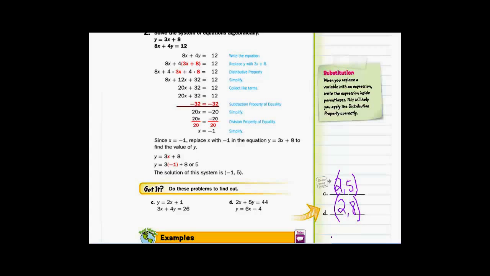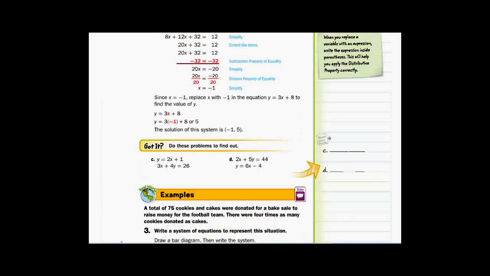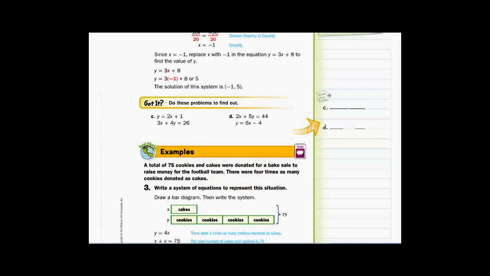Okay. So with that, the only other thing we have is to try to make some examples out of word problems. I know how you love word problems. So let's just try here on example 3. A total of 75 cookies and cakes were donated to the bake sale to raise money for the football team. There were 4 times as many cookies donated as cakes.